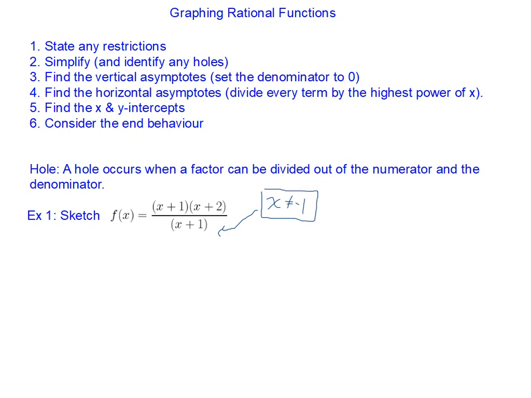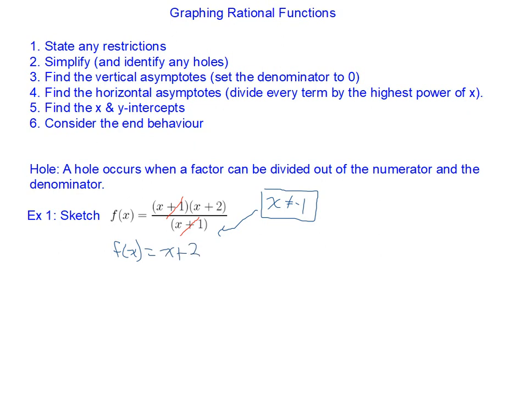So notice here that this function's in factored form in the numerator, and there's only the one factor in the denominator. But notice that there's a multiplication of 2 factors in the numerator, and then we're dividing. So we can actually split this out and say that x plus 1 divided by x plus 1 is equal to 1. So that leaves us with the function f of x equals x plus 2. That's all that's left. So this actually simplifies to a linear function.